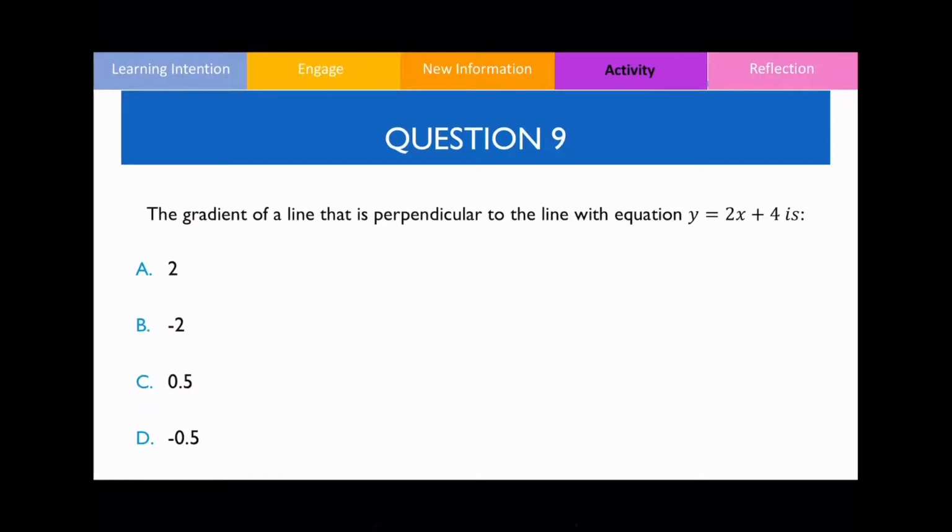For question 9, it wants you to find the gradient of a line that's perpendicular to this equation over here. Remember that an equation that is perpendicular to another equation will have the gradient that is the negative reciprocal. So in this case, your gradient is going to be 2 for this equation. So therefore, we just flip that around. So it's going to be 1 over 2 and then add the negative sign in front of it. So in this case, it's going to equal -1/2, which is D in this case.